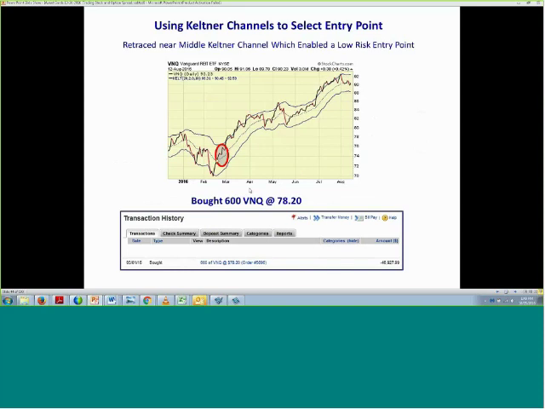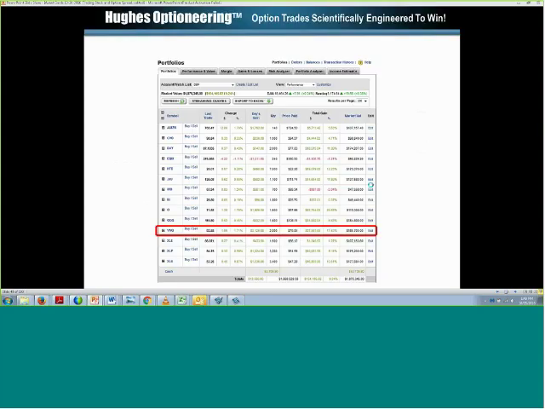We bought 600 shares of VNQ right in here, and you can see it had a pretty good rally after that. And we have an open trade. This is our stock portfolio here. We have an open trade profit in VNQ of $27,000.